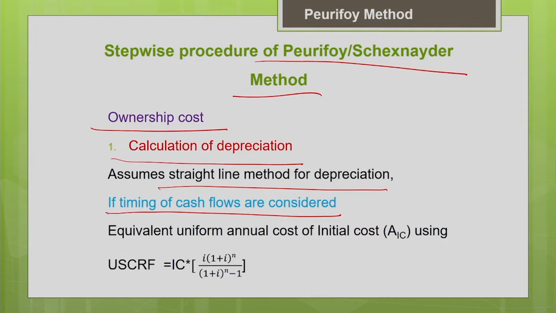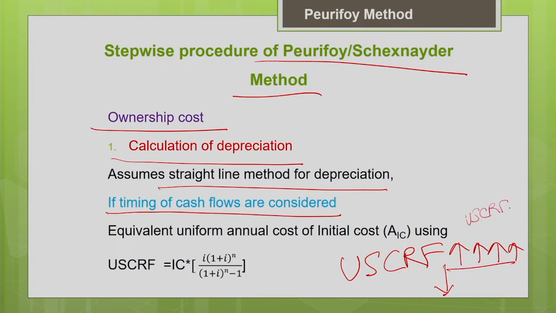So the initial cost of the machine, that is the purchase price, we are going to convert into equivalent uniform annual cost using the uniform series capital recovery factor. We have discussed the application of all these factors already. So you can convert the initial purchase price into equivalent uniform annual cost using the uniform series capital recovery factor. This is the uniform series capital recovery factor, and this is your initial cost. You multiply both, and you will get the equivalent uniform annual cost of your purchase price or the initial cost.